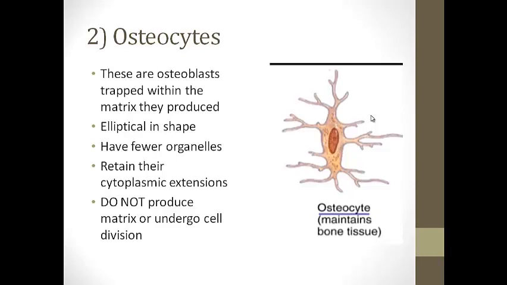Okay, so here you can see the osteocyte. It has a single nucleus similar to the osteoblast. It retains or maintains its cytoplasmic extensions. You can even see that they're a little bit longer here than they are when it was an osteoblast. And they just basically maintain the bone structure. They don't produce any extra matrix, but they maintain the structure as it has been formed by the osteoblast.